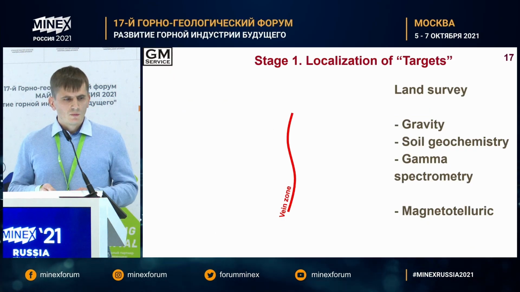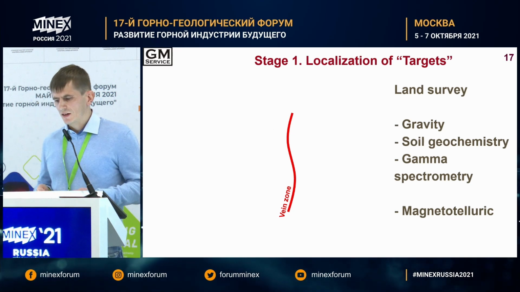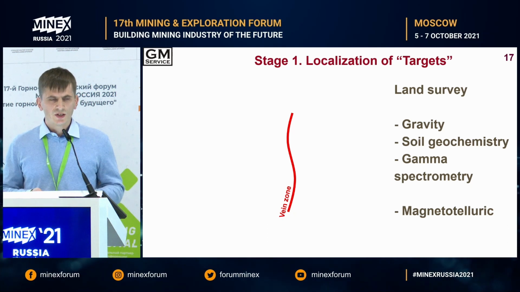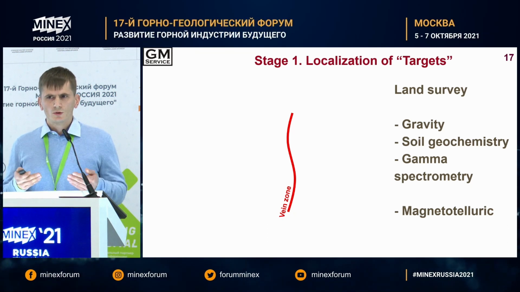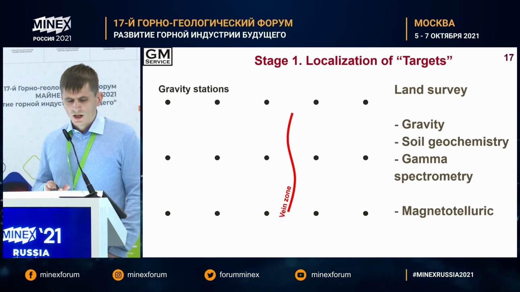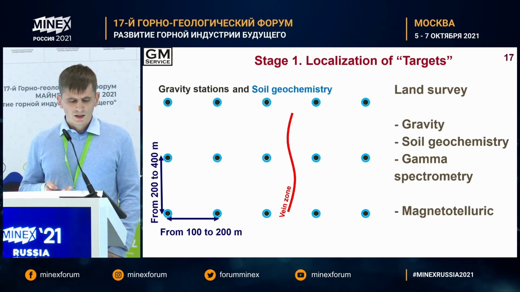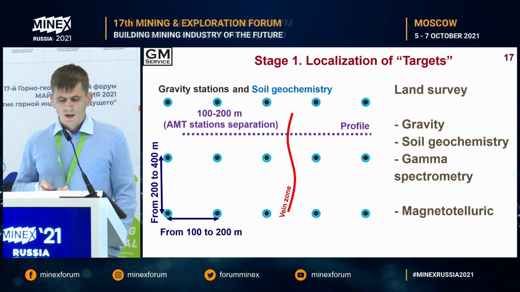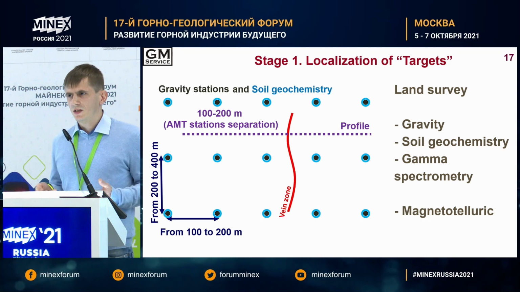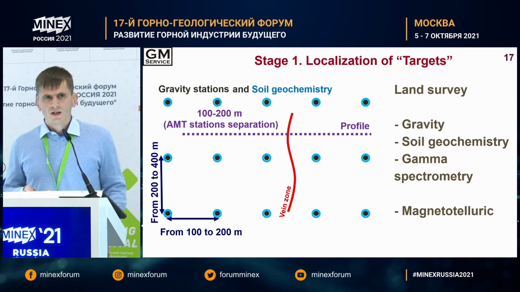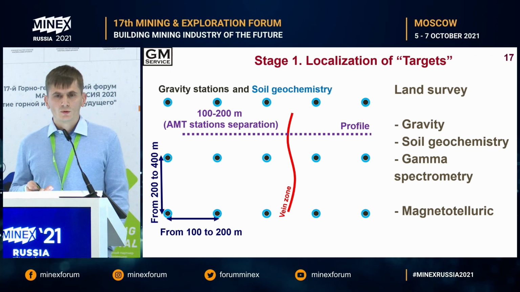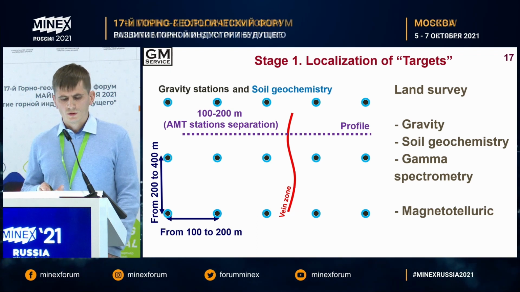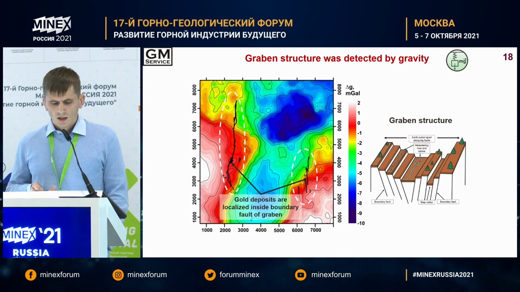But it should be noted that magnetic prospecting and gamma prospecting are secondary in importance as compared to the application of ground-based technologies like gravity and soil geochemistry. The first phase could be done at a step of 100 to 200 meters, and it is also necessary to conduct a series of individual profiles, basic ones like magnetotelluric zoning. The distance interval is between 100 and 200 meters.